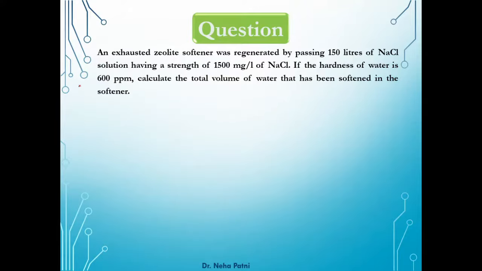Now, this type of question normally appears in the calculation mode, where they tell you that the zeolite softener is exhausted and is regenerated by passing NaCl solution, and they give the hardness of water. You have to calculate the total volume of water. So you have to remember that hard water was present, and then you treated it with zeolite, which we represent as Na2Z.